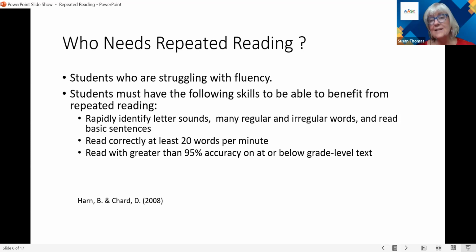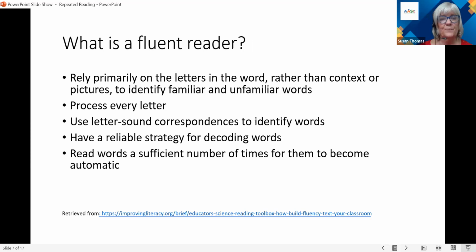So anytime you have a child struggling with fluency, and remember, if they're struggling with comprehension, we want to check their fluency. Because if their fluency is not where it needs to be, and there are norms to look at, then we want to work with the fluency first. If they're fluent readers and their comprehension is not where it needs to be, then we would look at comprehension interventions. And we'll be providing some training on some good easy comprehension interventions.